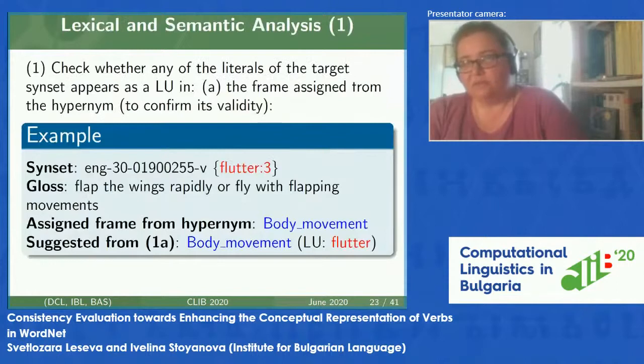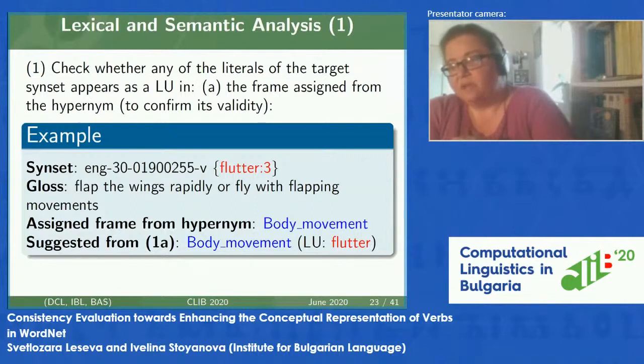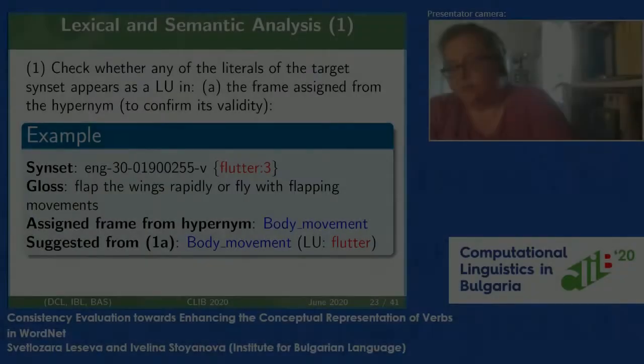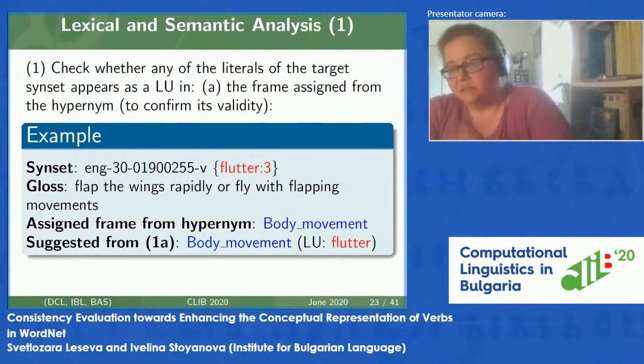So the first type of procedures is the lexical and semantic analysis. And the first procedure is to use lexical information and to check whether any of the literals in the synset appear as lexical units in the frame within FrameNet. So we first consider the frame that is assigned from the hypernym to confirm whether it's valid, and if any of the literals in the synset appear as lexical units in this frame, it is very likely that it is valid. Like, for example, how we confirm that body movement is a very good match.